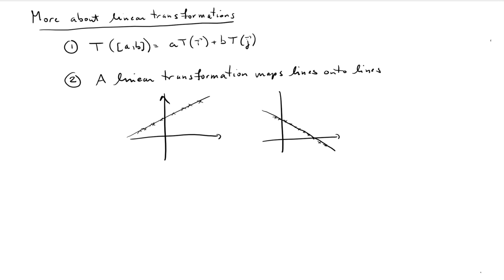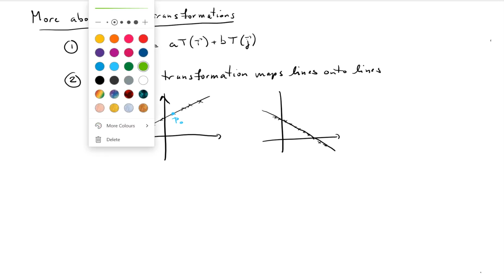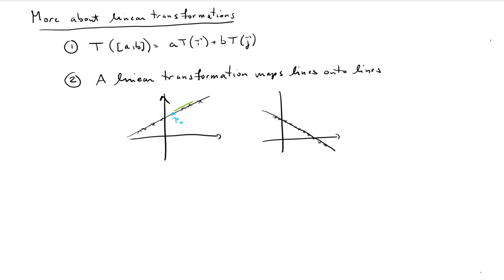So lines are mapped onto lines, and maybe I want to explain why that's the case. Now imagine I've got this line here in R2. How is it defined? Well, it goes through a point P0, and it's pointing in the direction of some vector. So the vector equation of that line would be (x, y) equals some point P0, maybe with coordinates x0, y0, plus a multiple of vector v.